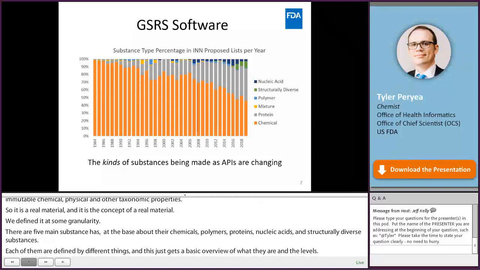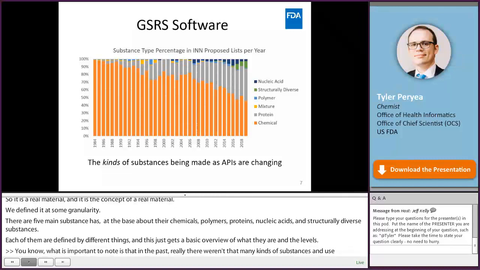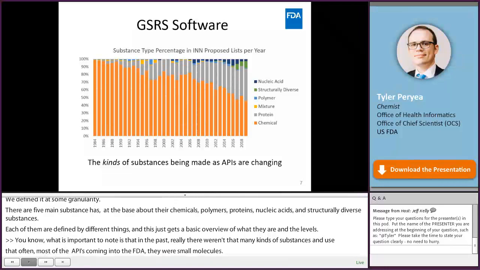What's important to know is that in the past, really there weren't that many kinds of substances used that often. At least for the APIs coming into FDA, most of the drug substances were small molecules. Those are what we call chemicals. You can see in this chart here that that's slowly not becoming the case.